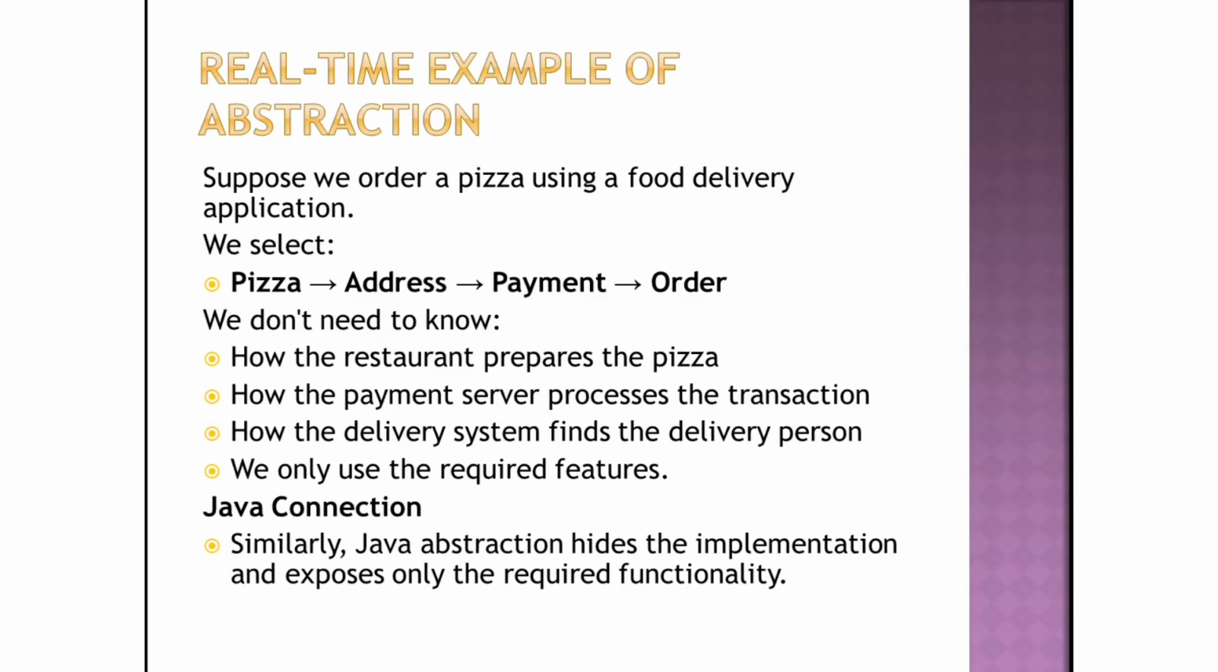This is abstraction. A Java class can provide a method that performs the complicated operation internally. The user can simply call the method without knowing the complete implementation. So the main idea is that this makes the system easier to use and reduces unnecessary complexity. Therefore, this food delivery example clearly demonstrates the concept of abstraction in real life and helps us connect the concept with the Java program.